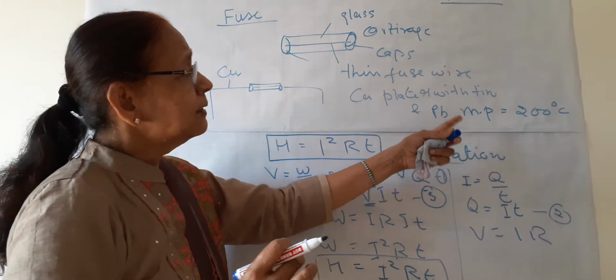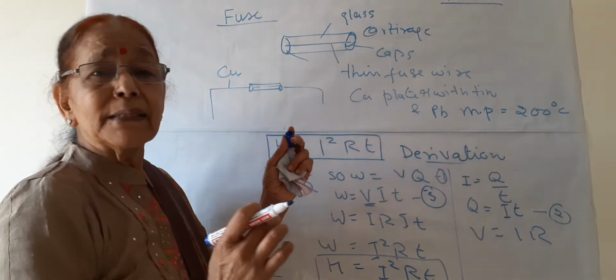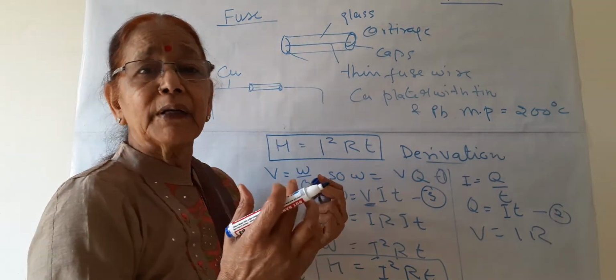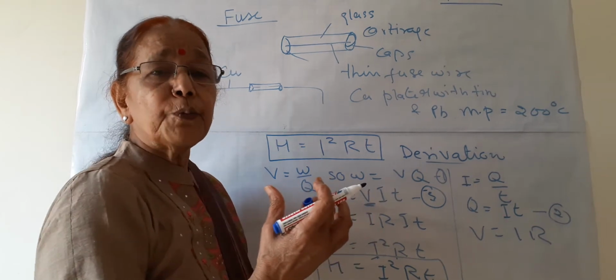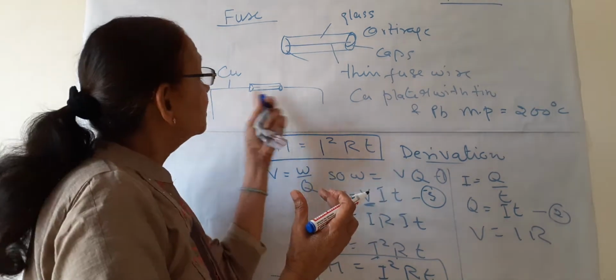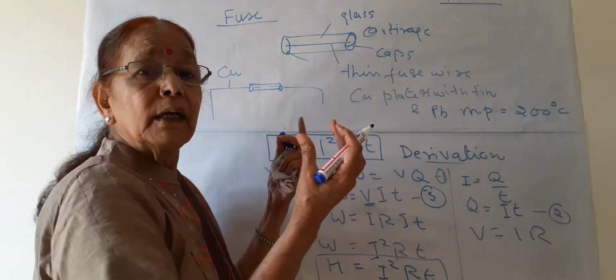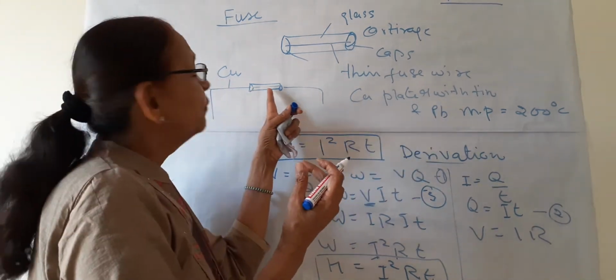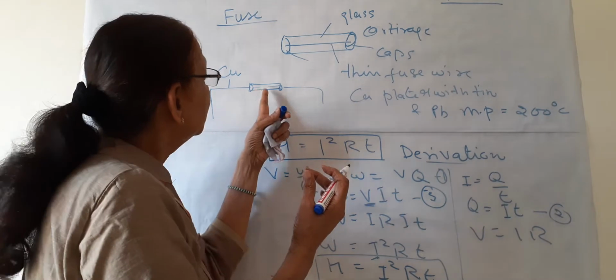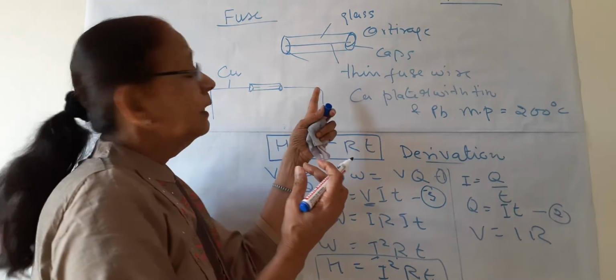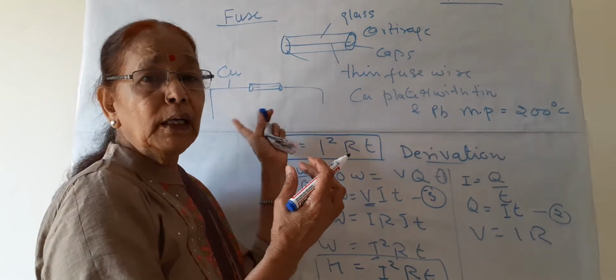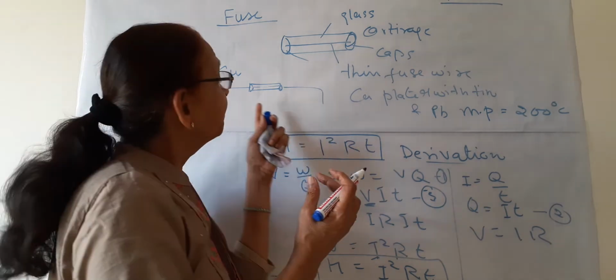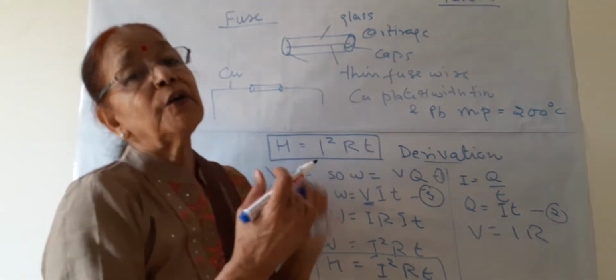This wire melts because when more current passes, due to the heating effect of current, heat is produced, the temperature of this fuse gets higher, and due to the higher temperature, this fuse wire melts. When it melts, the circuit is broken, the current cannot go ahead of this fuse.